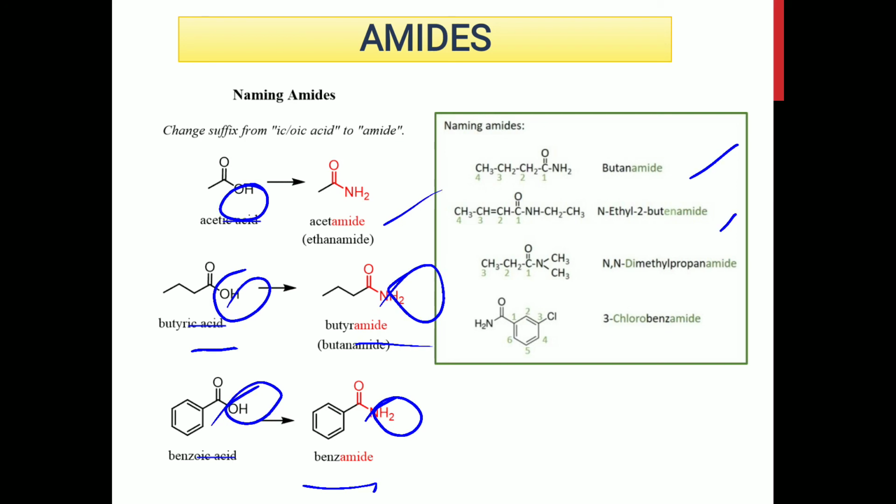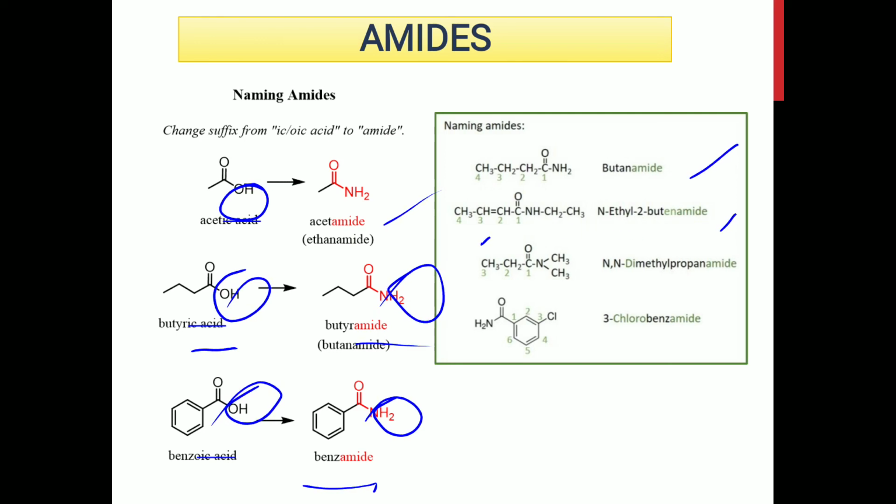Why is it butenamide? Because here at the second position we have a double bond, so it becomes butenamide. And there is another group attached to this particular nitrogen, that is CH2CH3, meaning ethyl, so we write it as the prefix N-ethyl 2-butenamide.